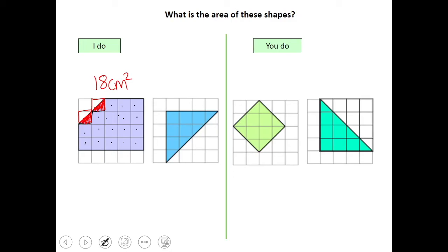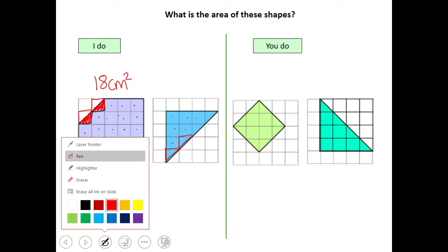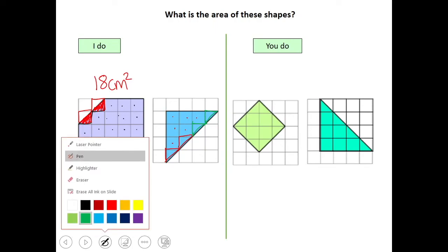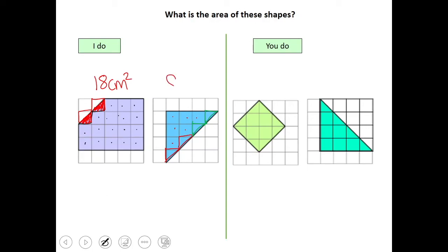Moving on to the next shape, we've got 1, 2, 3. Like I said, we're only going to concentrate on the complete squares first. 4, 5, 6. And then we need to add the half squares together. So we've got one here, one here. That will make a complete square. Then we've got one here and one here. That will make another complete square. So we've got 1, 2, 3, 4, 5, 6. 6 plus 2 more squares. The final answer will be 8 centimeters squared.